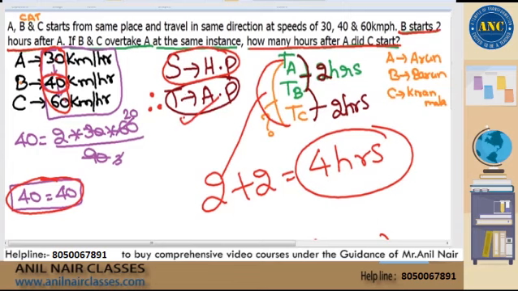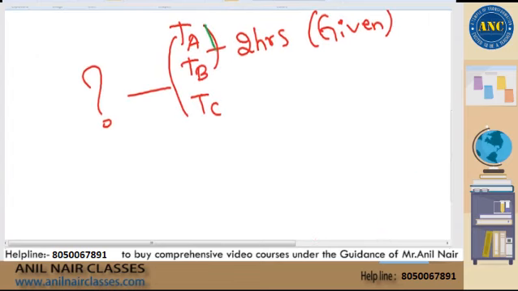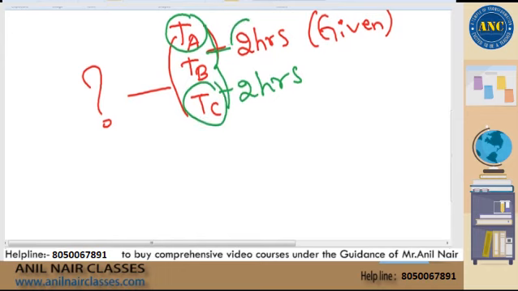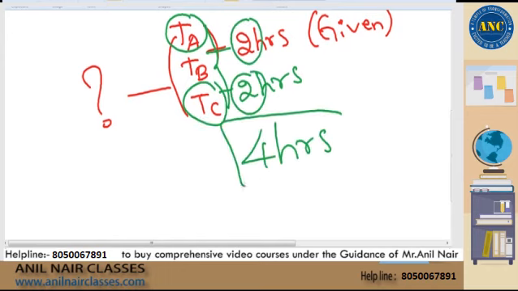Arithmetic progression means if the common difference between A and B is 2 hours, B and C should also be 2 hours. But they are asking for A and C. A and C is nothing but 2 plus 2. 2 plus 2 is how much? 4 hours. I hope it is clear, Anand.